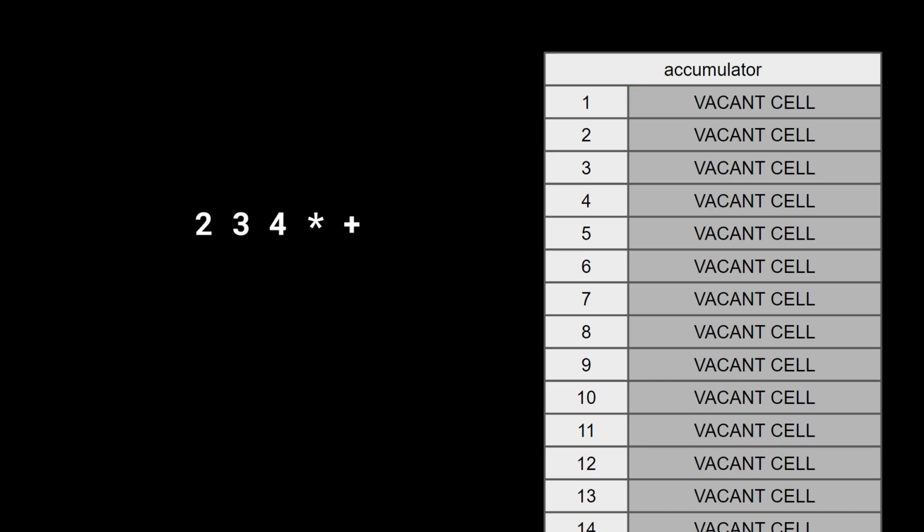So as you can see, the accumulator has a last in, first out behavior. Every time we see a number, we add it in the first vacant cell, and when we see an operator, we remove the last two elements and store the result of the operation in the first vacant cell. Let me repeat that. When we see an operator, we remove the last two elements and store the result of the operation in the first vacant cell.